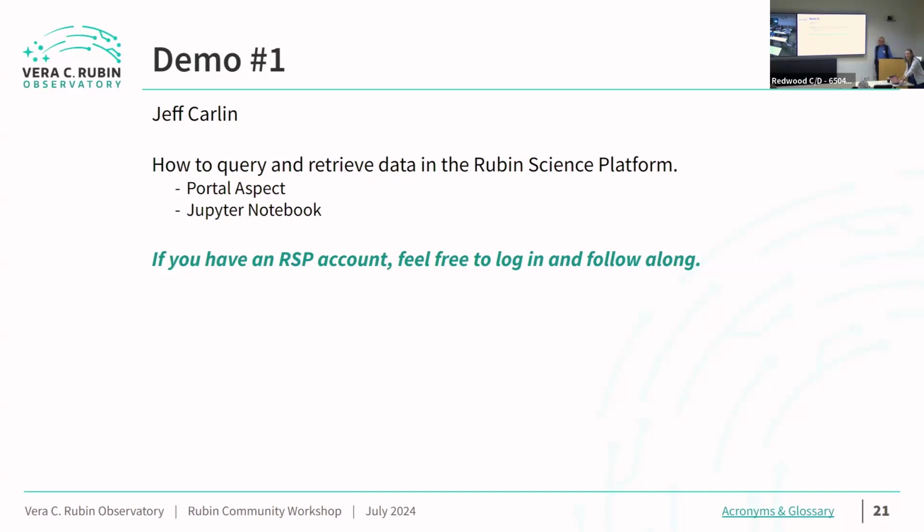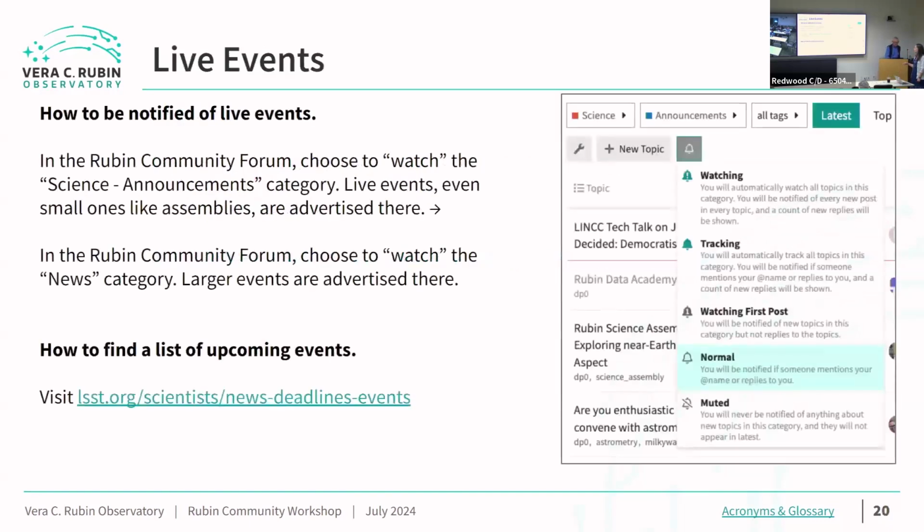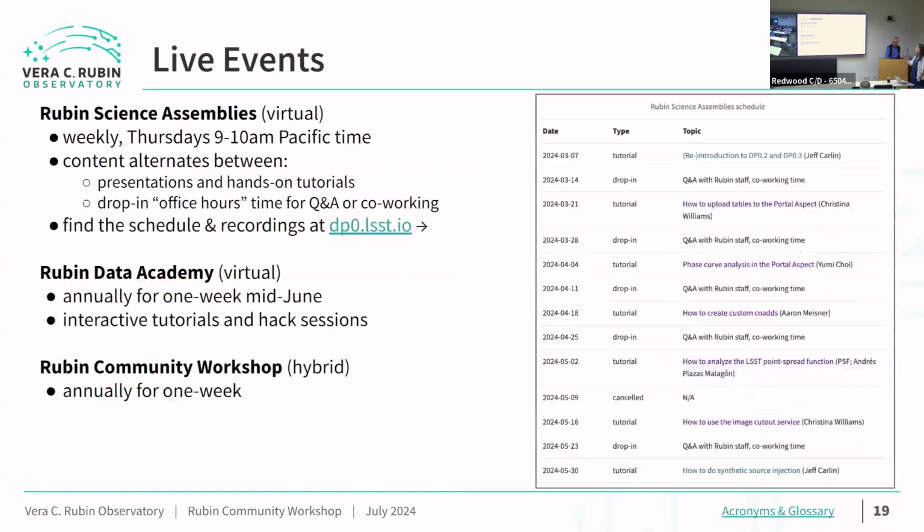Yeah, go ahead. How do you set up an RSP account? Where do you go? Yes, you start at dp0.lsst.io, which came up in one of these past slides. I think in Tina's. No, I think go one slide back. Okay, one more. There you go. Yeah, dp0.lsst.io is kind of the home for getting to pretty much everything. And what you'll see right at the top of that page is something that says getting started. It'll take you right through it.